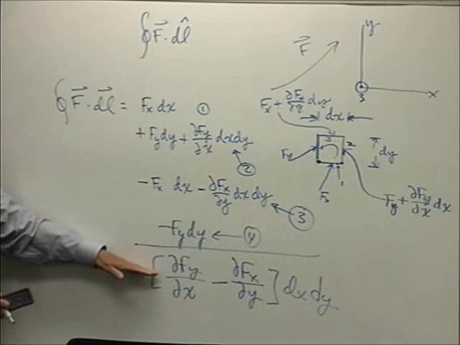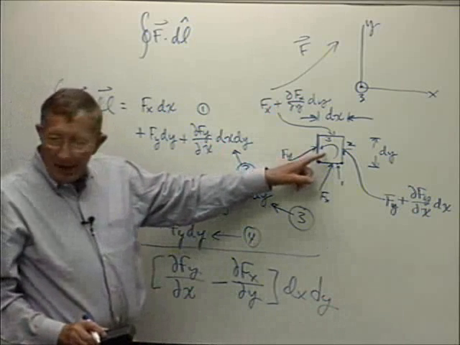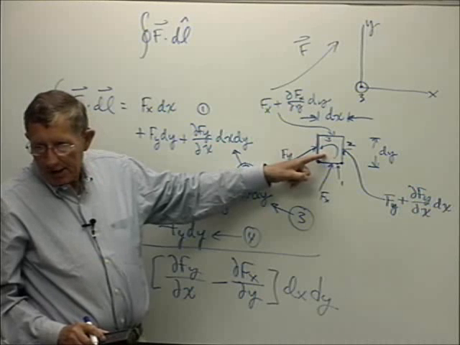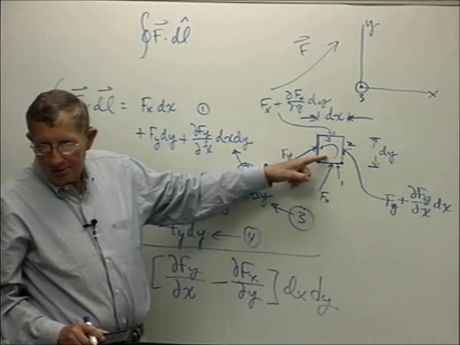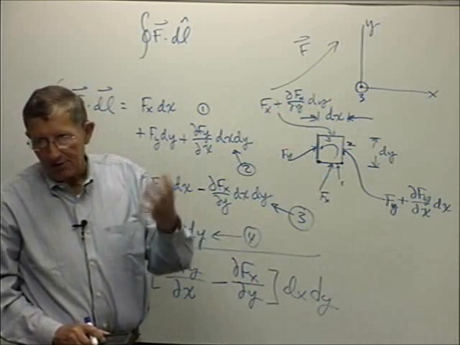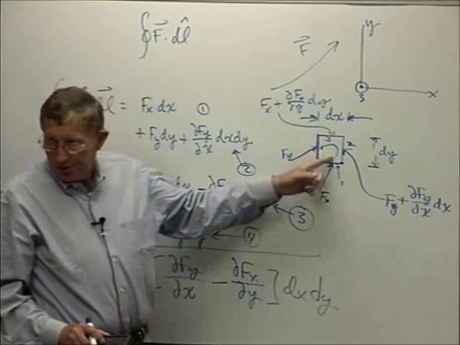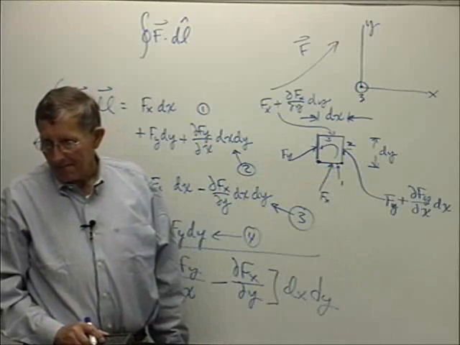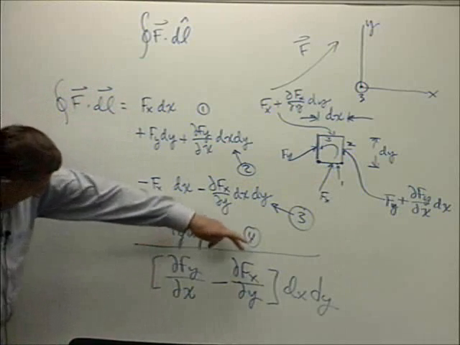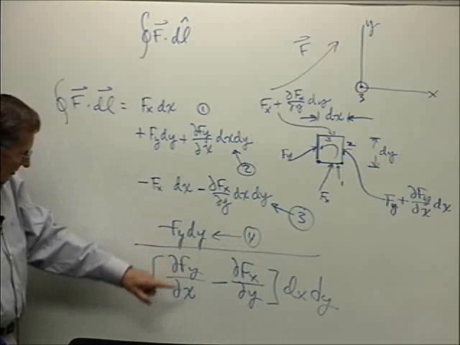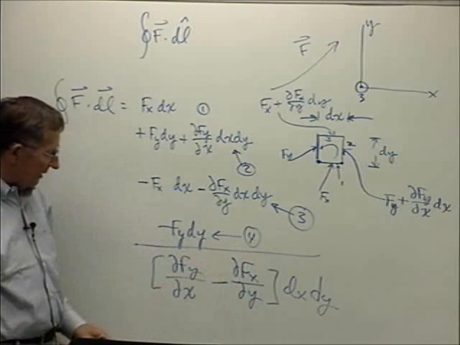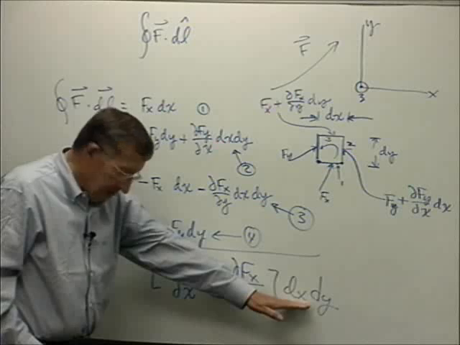So look at this term. If this were a small area element, what's the vector that's normal to that area? Well, it's the xy plane, so the unit vector along z is normal to this area, right? So what we've shown is that this term, the change in Fy with respect to x minus the change in Fx with respect to y, is the z area term.